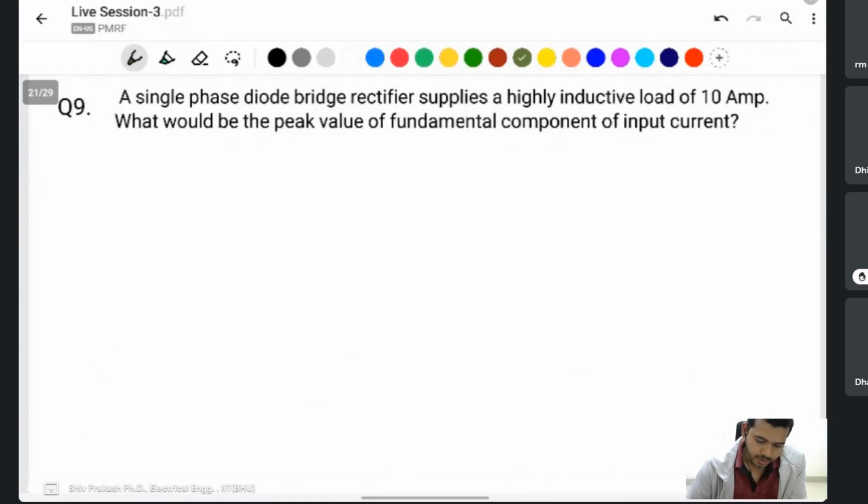The next question. A single phase diode based rectifier supplies a highly inductive load of 10 ampere. Then what would be the peak value of the fundamental component of input current? Highly inductive means the load current is constant. If highly inductive is mentioned in any question, it means the output current will be constant.